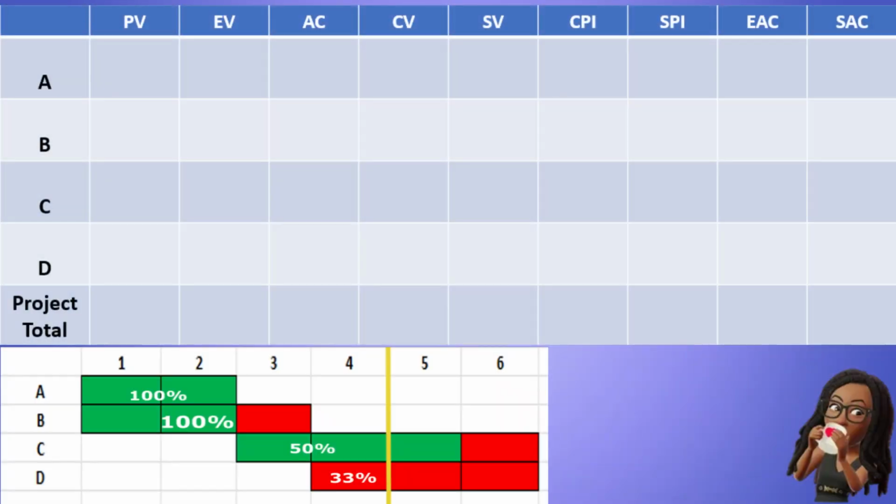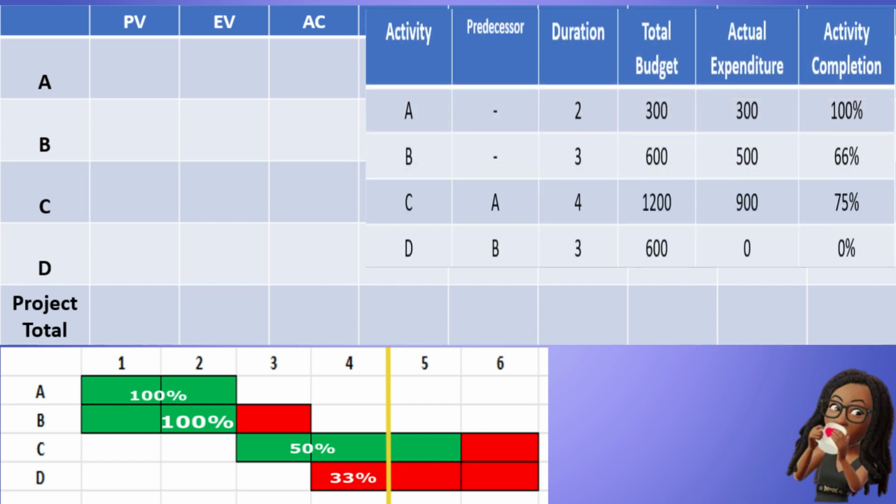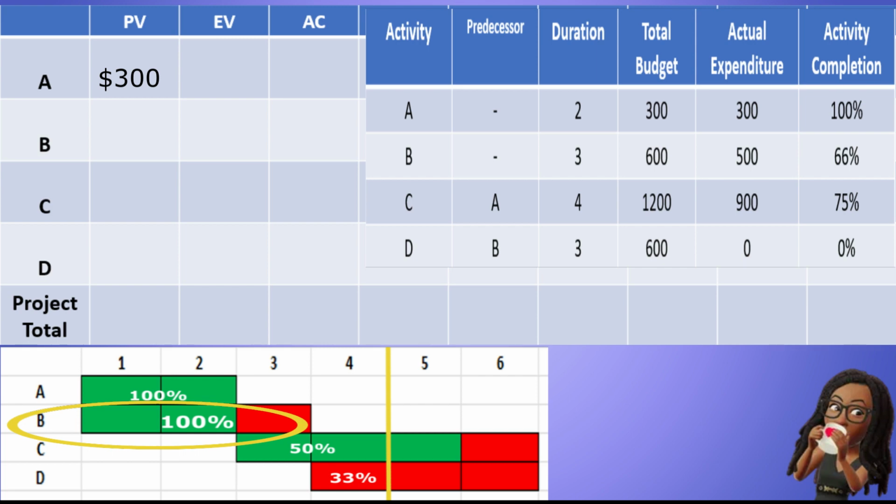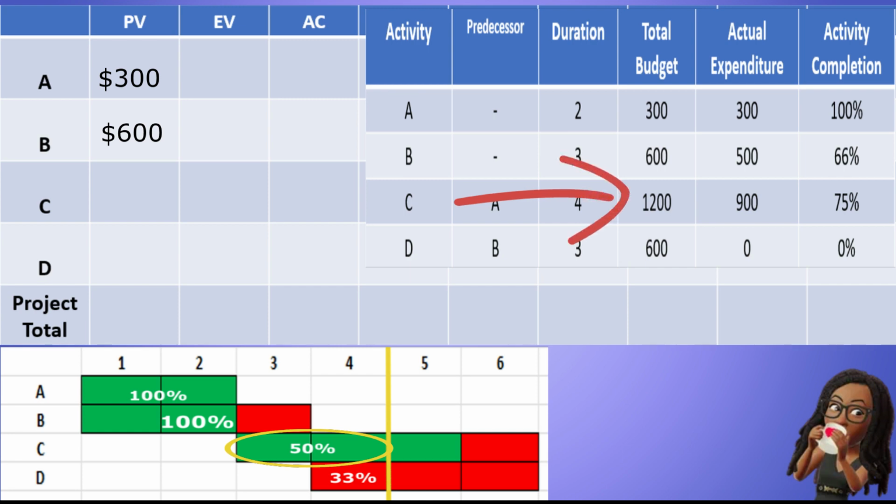We'll use this spreadsheet to record our answers. For A, we plan to be 100% complete with work by the reporting point of week 4. Therefore, the value of the work we plan to have completed is 100% of activity A's total budget of $300, which is $300. For B, we also plan to be 100% complete. Therefore, the planned value is 100% of the $600, which is $600. For C, we plan to be 50% complete. So we find 50% of the total budget of $1,200, which equals $600.